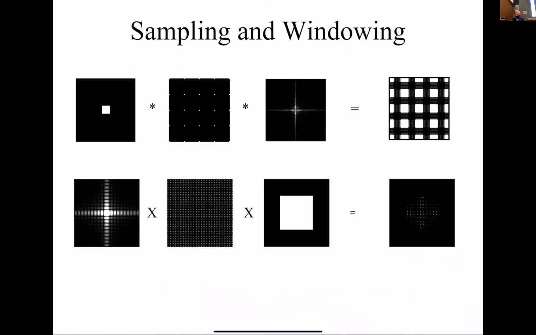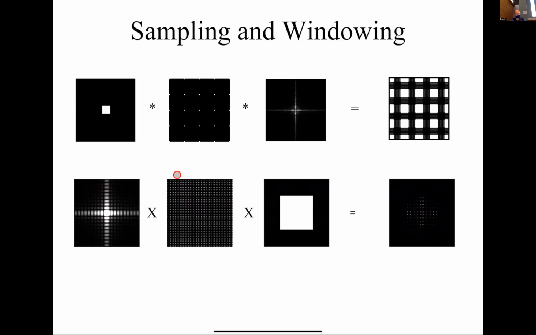Okay, so let's take a look at that. So let's say this is my object. It's just a very plain old vanilla rect function, and it's got this Fourier transform, sync function. Okay. Now, first thing is I'm sampling that sync function, right? And then I'm also going to window it. So I'm not going to collect the whole sync function. So I'll end up just with it within some square here. I end up with samples of my sync function.